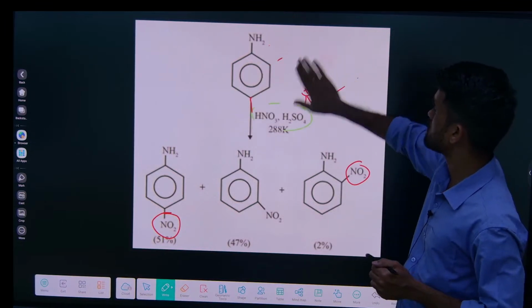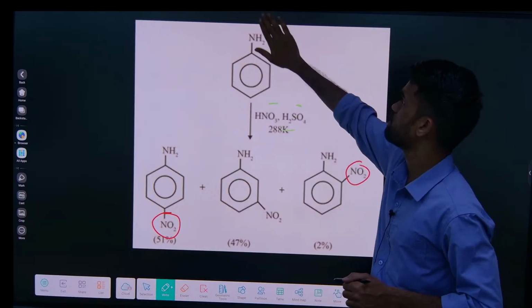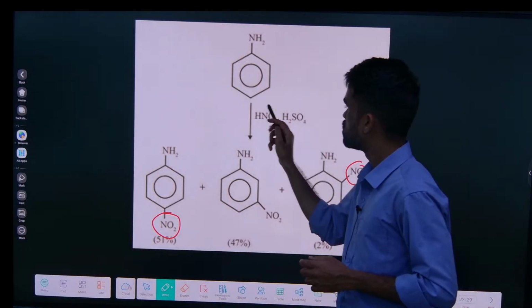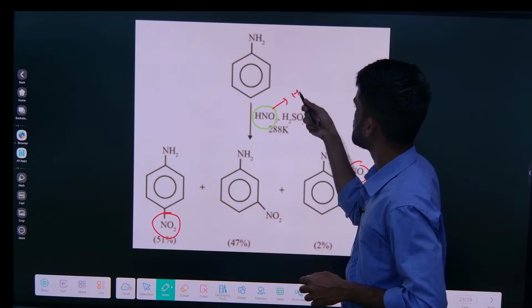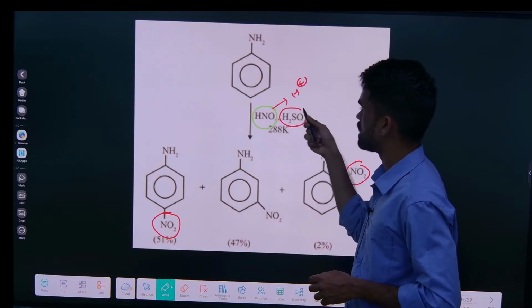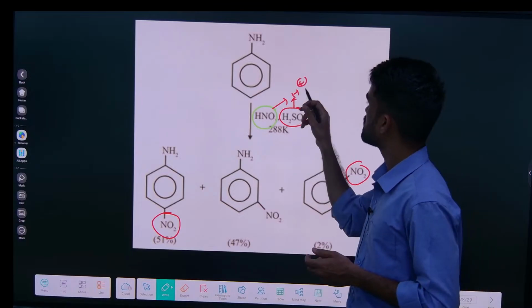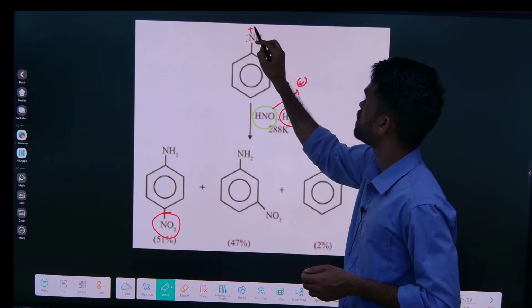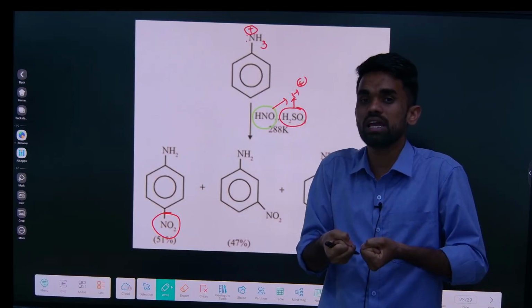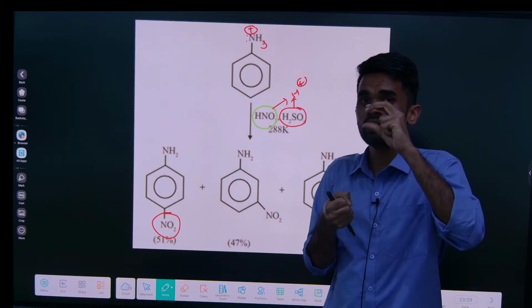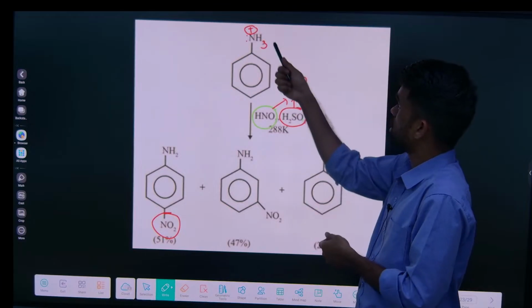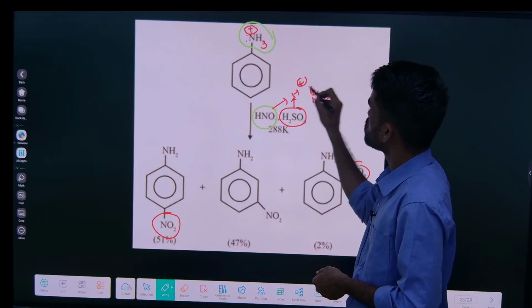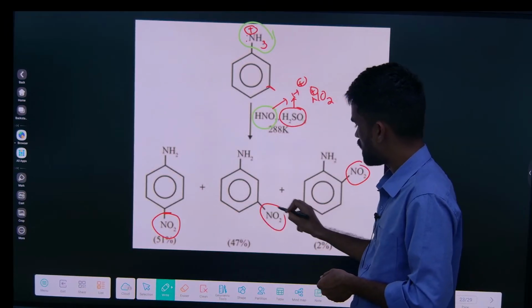But along with this, you need to think about the fact that aniline is a basic compound and nitric acid is an acid, so it releases H plus ion. Whenever nitric acid or sulfuric acid releases H plus ion, it is taken by the nitrogen of aniline. So it now becomes NH3 plus, an electron withdrawing group. Whenever an electron withdrawing group is present, the electrophile goes to the meta position. So the nitronium ion goes to this meta position, and you can also get a meta product here.